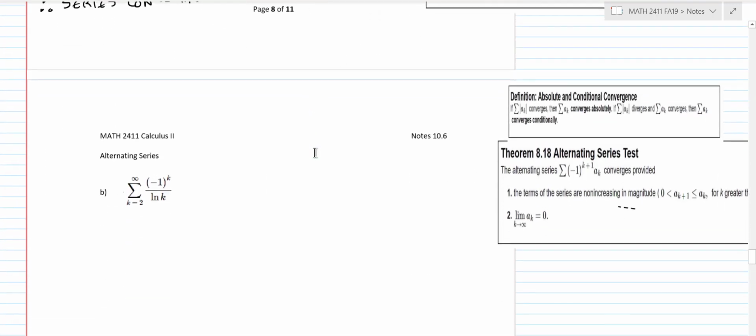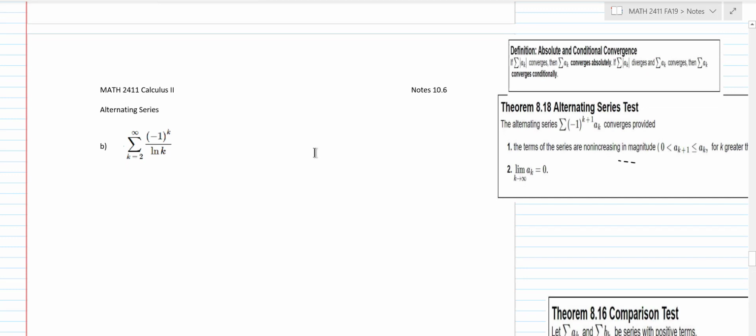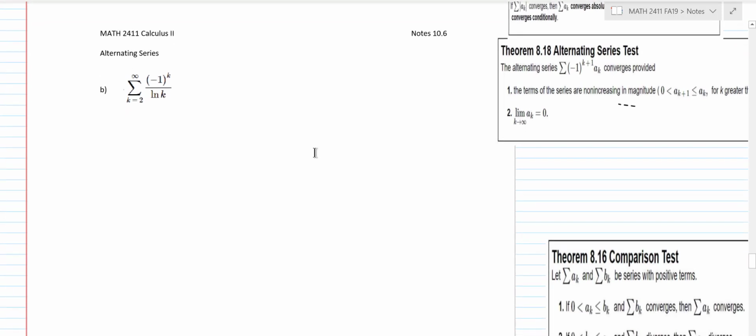Okay. So let's go ahead and take a look at the next page, and let's see what we're getting ourselves into on this one. What I'm going to do on this one is test for the absolute value first of all. So let's start by doing the series k equals 2 to infinity of the absolute value of (-1)^k over ln of k.